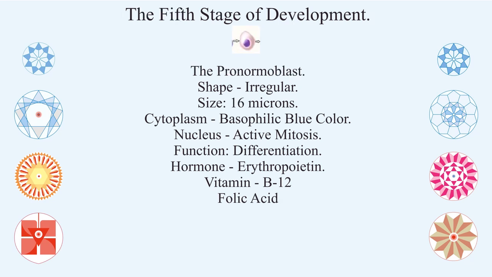Fifth stage of development is the pronormoblast stage, and the shape is irregular, you can see it. Size is 16 microns. Cytoplasm is basophilic blue color. Nucleus is active mitosis. Function is differentiation. Hormones: erythropoietin, vitamin B12 and folic acid. Those things continue to play an important role in the fifth stage also, as we start developing to better quality of formed red blood cells.